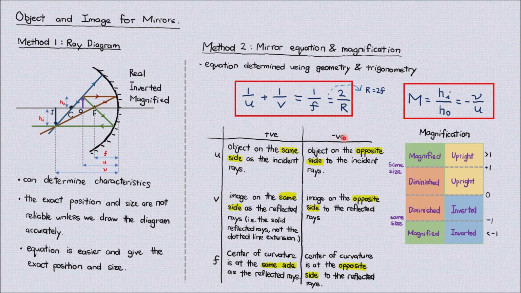We call this the sign convention for chapter 7. Okay, the next equation that I'm going to introduce here is the magnification. Magnification is represented by the symbol capital M, and it's a ratio: the height of the image divided by the height of the object. What kind of meaning does this magnification have?